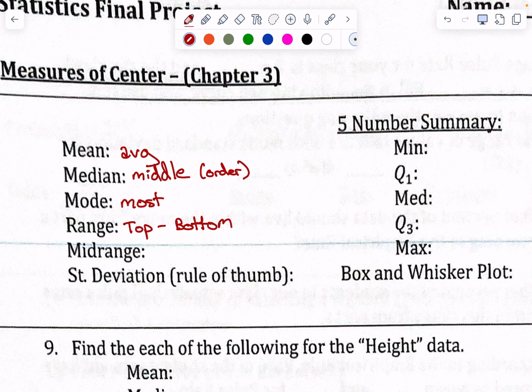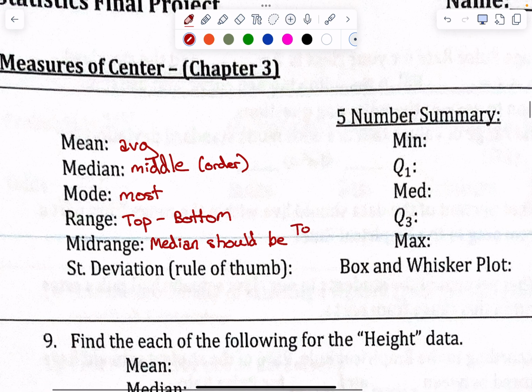Mid-range. It's Q2 and Q1. Mid-range is what the median should be. What I mean by that is it is the top number plus the bottom number divided by 2. It's the average of the top and the bottom number. It's what the middle number should be. Not what the middle number is, but what the middle number should be.